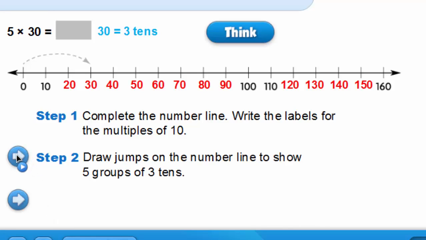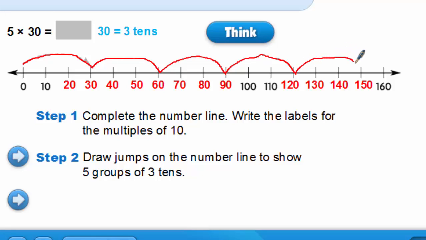Good job. Now we're going to draw jumps on the number line to show 5 groups of 3 tens. Now let's draw jumps on the number line to show 5 jumps of 3 tens, 5 jumps of 30. So we're going to take 1 jump of 3 tens, 1, 2, 3 tens, 1, 2, 3 tens, 1, 2, 3 tens, and we need 1 more jump. We have 4. We need 5 jumps of 3 tens.